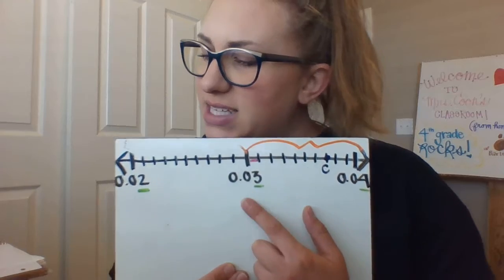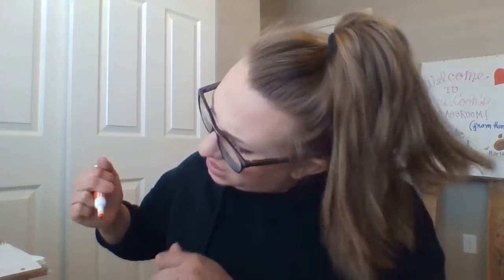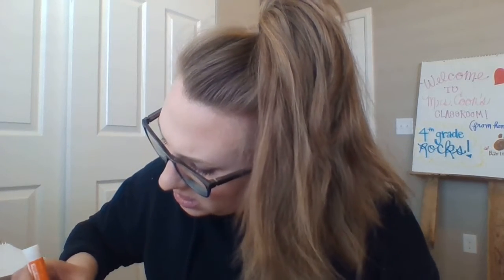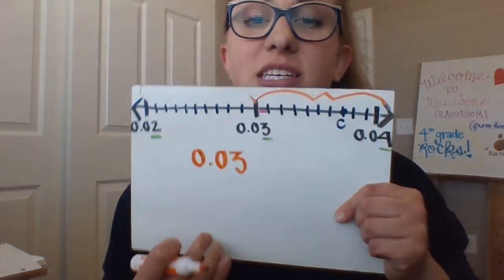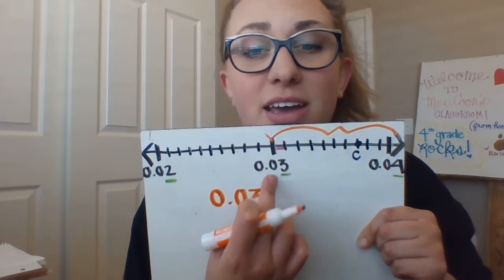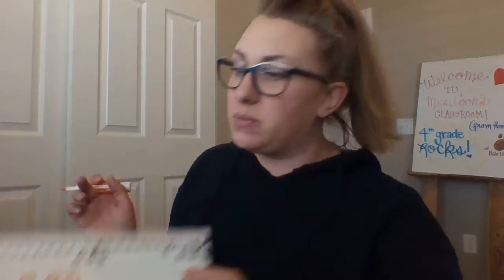So let's use our 3 hundredths kind of as like a starting point, right? We know that we're going to have 3 hundredths in our answer. Now I want to think to myself, how many thousandths am I going to add to 3 hundredths, which I've written here in orange, to get to C? Well, let's count them together.